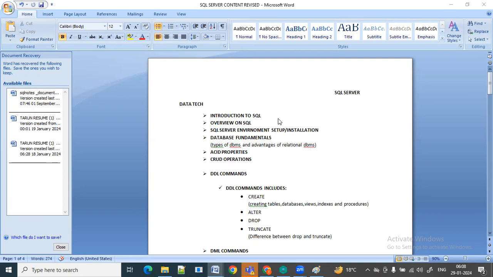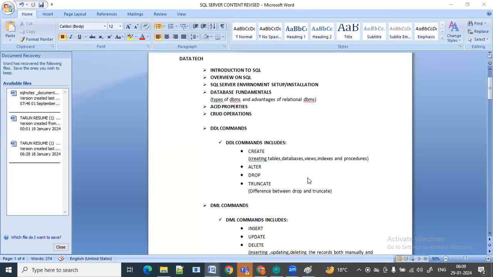After that, ACID properties, which are very, very important. Even if you are experienced, even if you have a lot of knowledge, people are going to ask about ACID properties. So we should not think that only freshers are going to experience such questions. No. Now, CRUD operations that are applied on top of the database, that we are going to see. These two are important.